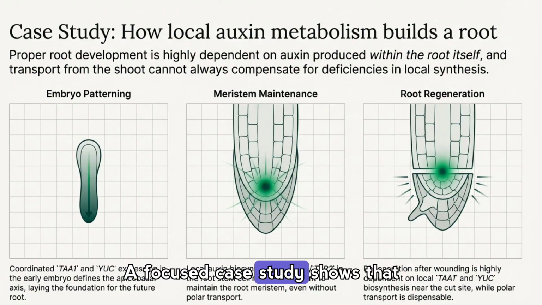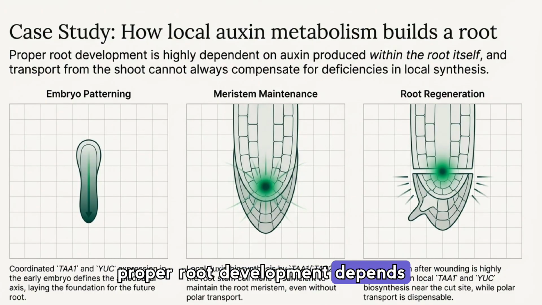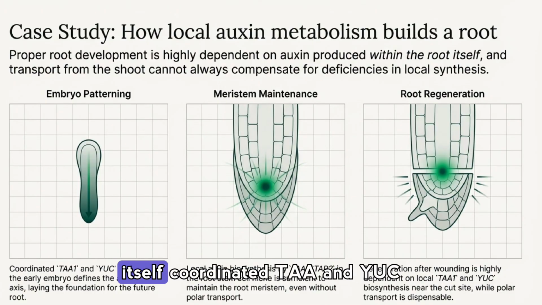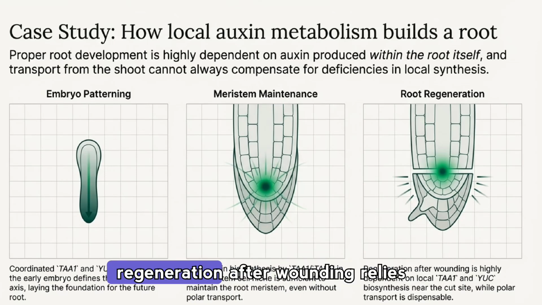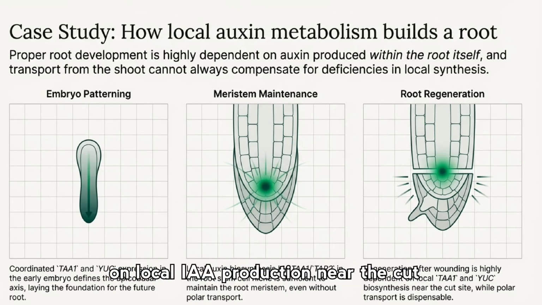A focused case study shows that proper root development depends on auxin produced within the root itself. Coordinated TAA and YUC expression patterns in embryos set the apical-basal axis. Local biosynthesis in the meristem maintains stem cells even without long-distance transport, and regeneration after wounding relies on local IAA production near the cut site.